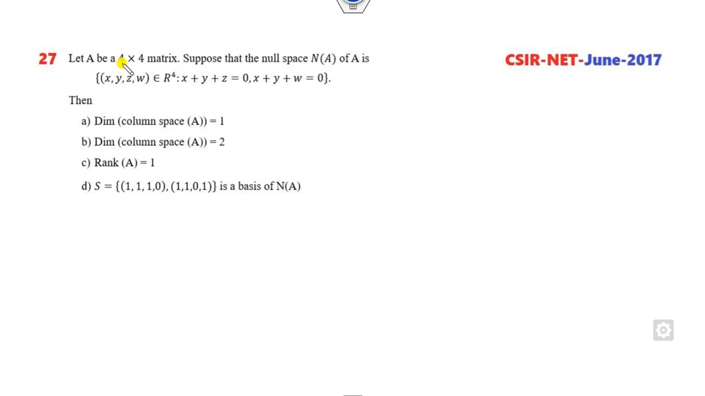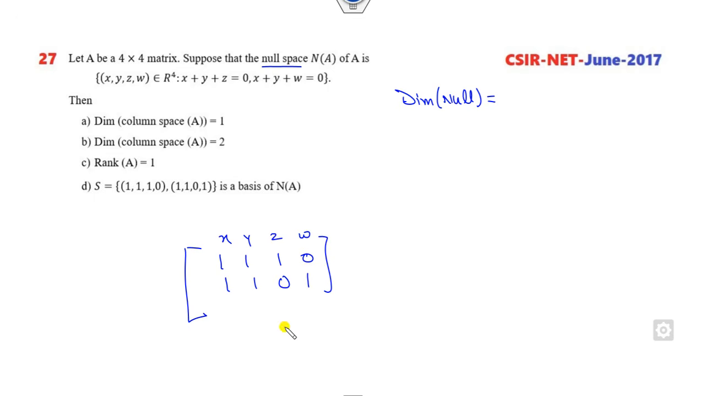Okay, A is a 4 cross 4 matrix. The null space is given to you. You have to find the dimension of the null space. How can you find the dimension? The first method is to write it in the form x, y, z, w and row reduce, but there is no need. Look at that. Check the nullity. The dimension of the nullity means the number of free variables.